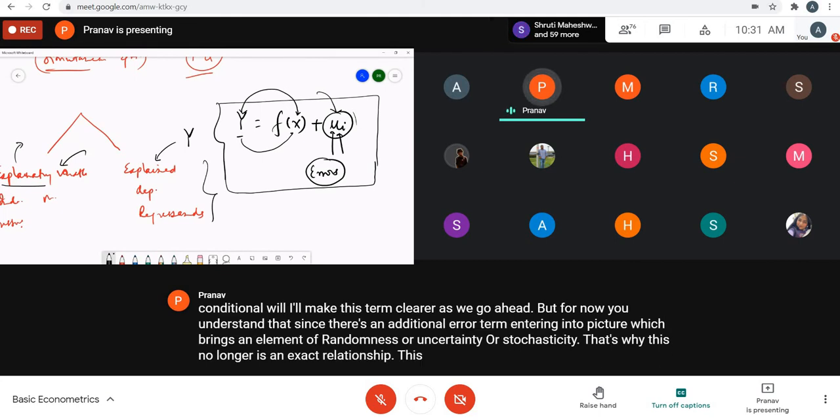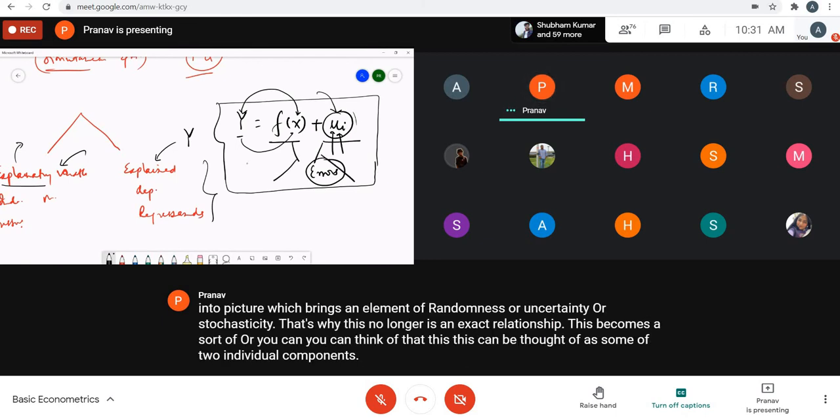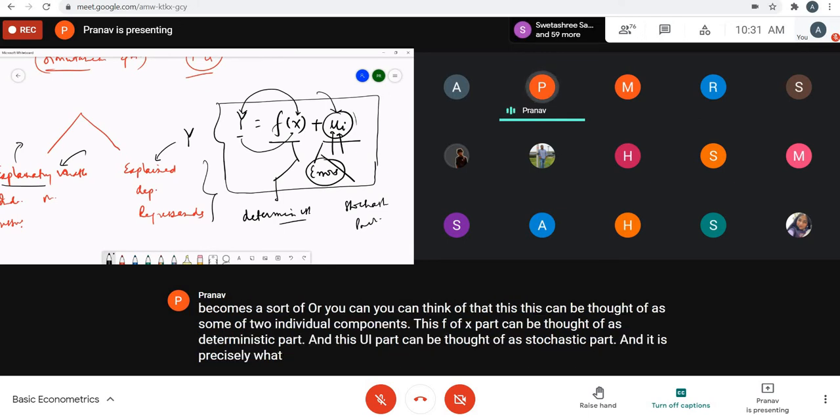This can be thought of as the sum of two individual components. This f of x part can be thought of as the deterministic part, and this ui part can be thought of as the stochastic part. And it is precisely what econometrics is all about.